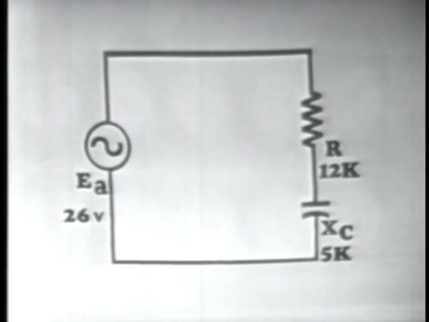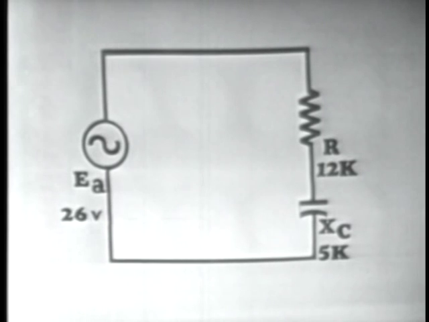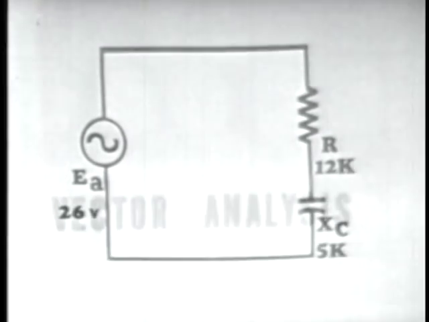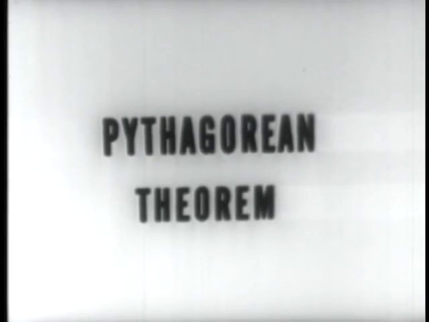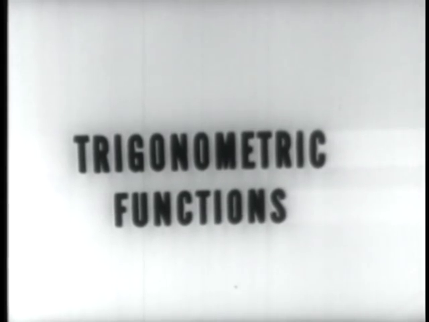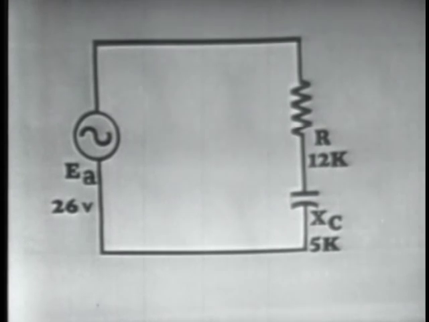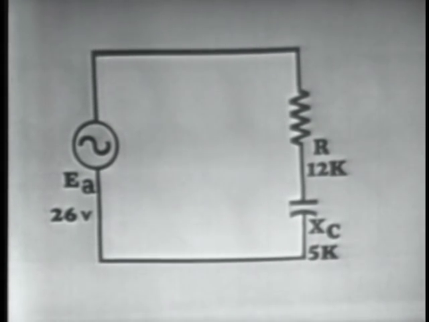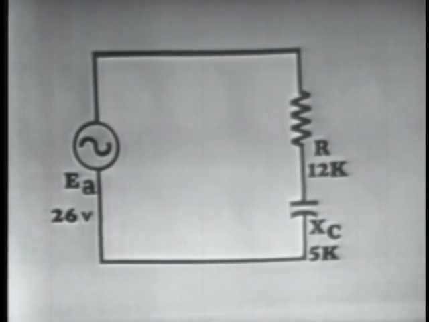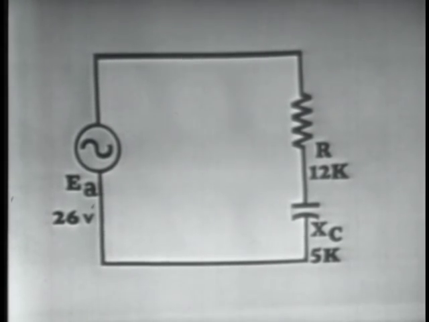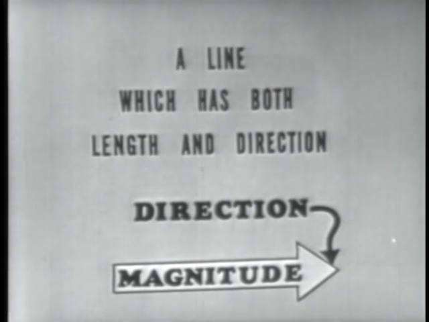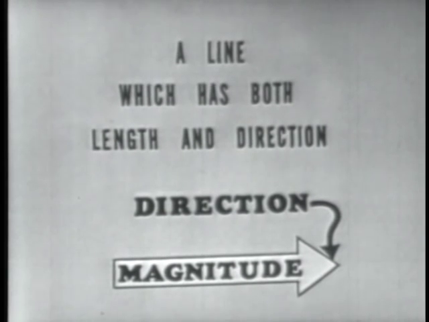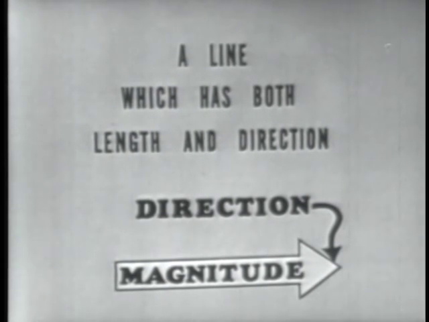To understand the action of a series resistive capacitive network involves the use of 1, vector analysis, 2, Pythagorean theorem, and 3, trigonometric functions. Well, applying these 3 terms then to our reactive circuit, or specifically this series RC circuit, let's begin by defining a vector. Recall, a vector is a line which has both length and direction.